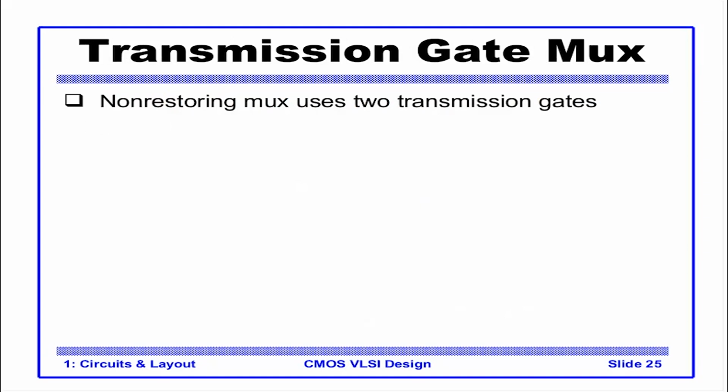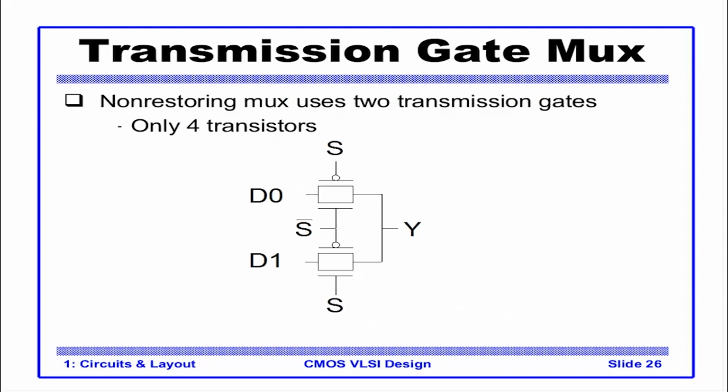Let's first look at the transmission gate. Now a non-restoring mux, we label this as non-restoring because again it's transmission gate based and noise on inputs will travel to output. That's why we say it's non-restoring. So we need only 4 transistors. How come?